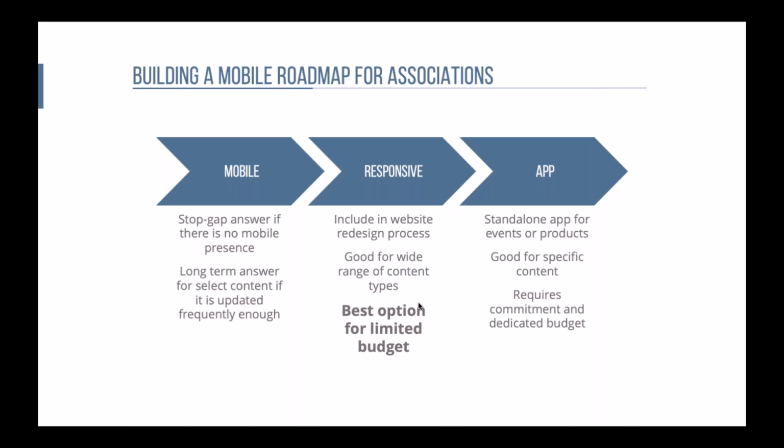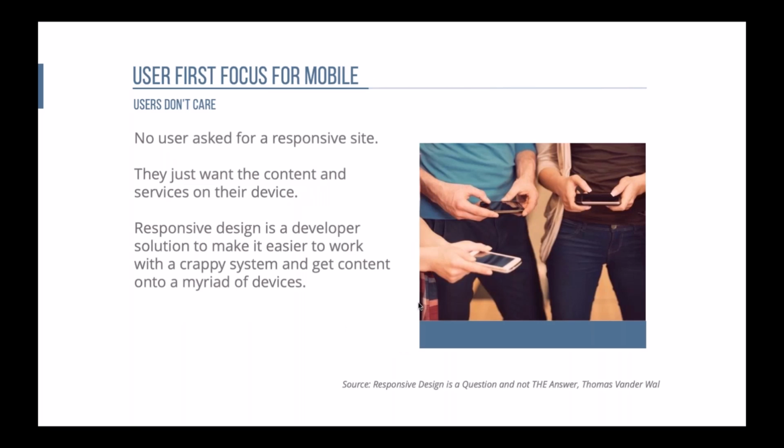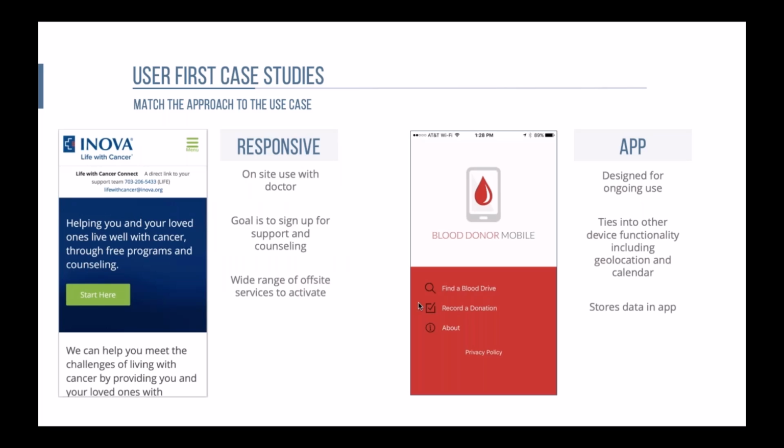Or do you do an app? I think most of you probably have event apps. They're good for specific content. The one thing I'm going to ask you to think about, though, is no user ever said, oh wow, I wish this organization had a responsive website. No, they just wanted to work on their phone, and they wanted to work easily. So keep in mind that how we do this on the back end is a developer solution to a user need. They just want it to be better.